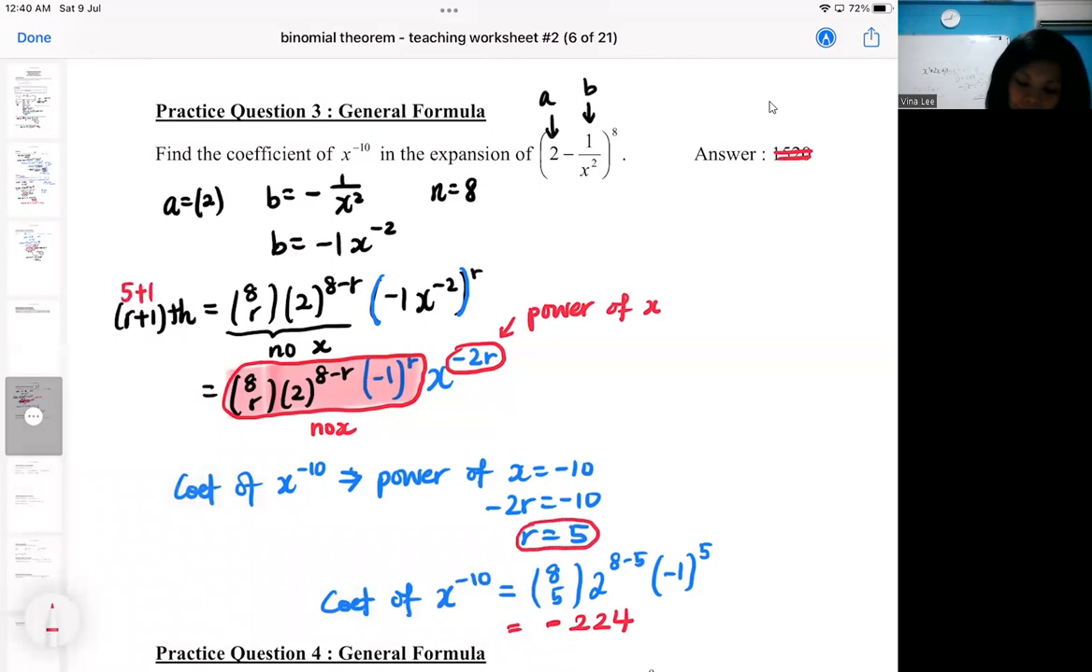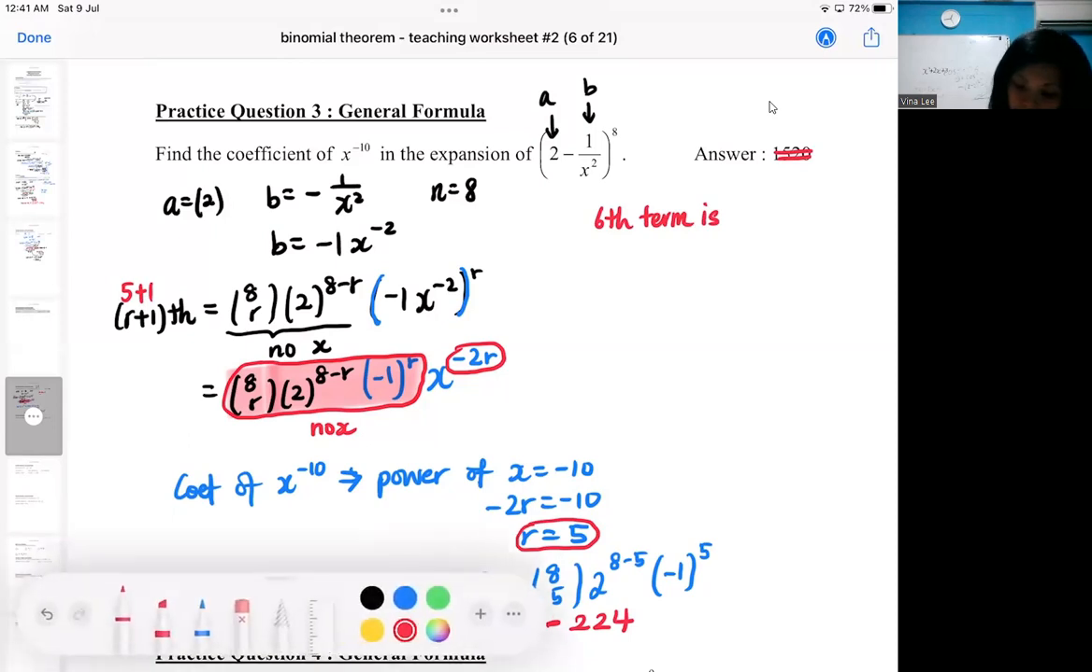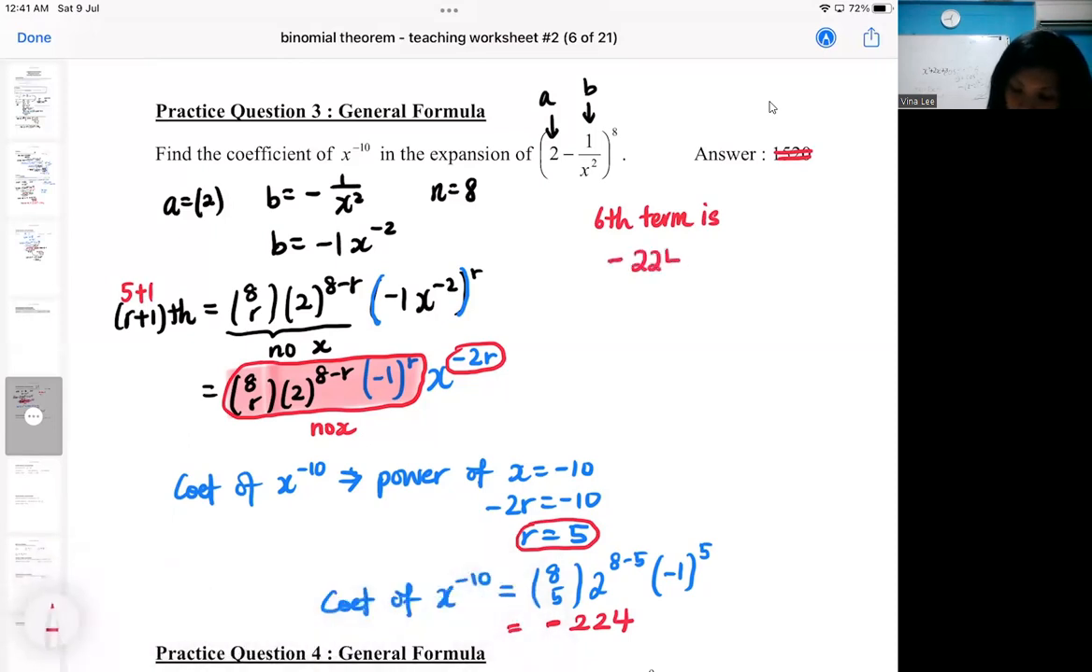So that means the sixth term. Okay, take a look carefully. I got it from r equal to 5. That means the sixth term is the coefficient of x to the power of minus 10. That means it will be minus 224 x to the power of minus 10. Then how does this look like? It looks like a fraction.